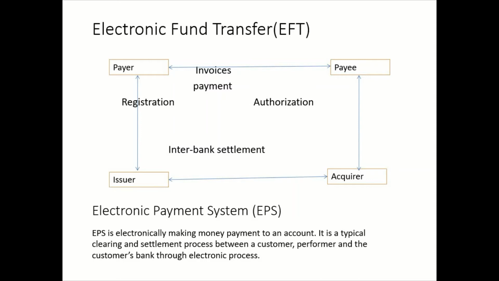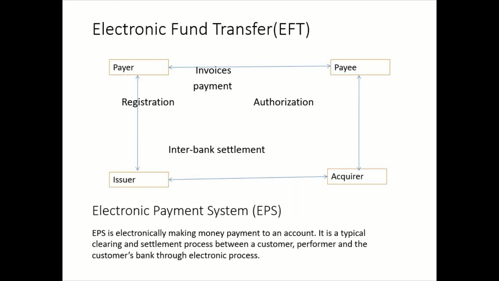Issuer is responsible for validating the payer during account registration, and it holds the payer's account and assets. The acquirer holds the payee's account and assets. The payee deposits the payments received during a transaction with the acquirer. The acquirer and the issuer then proceed to perform an interbanking transaction for clearance of funds.